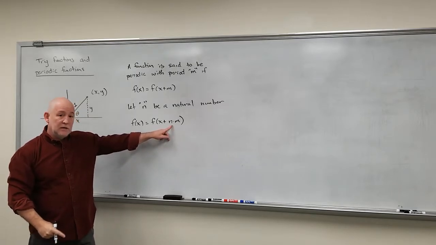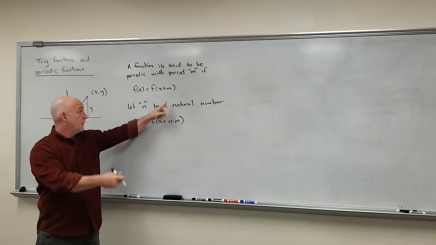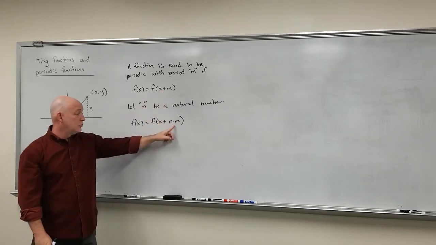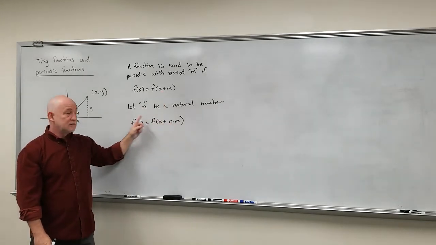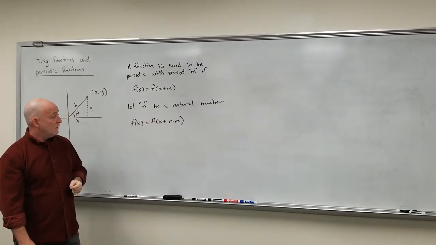By putting the n here, it just means that it repeats itself. So if we go over one distance of m, that's what this one says, or if we go over 2 distances of m, or 3 distances of m, 4 or 5, whatever, it just means that the function repeats itself.